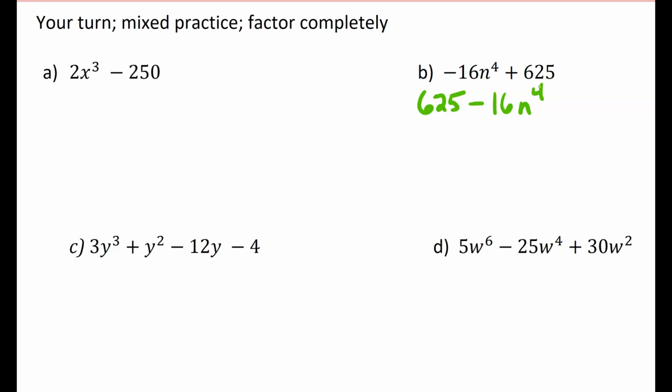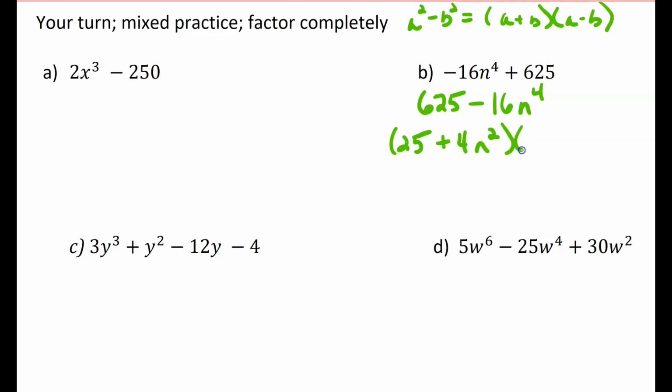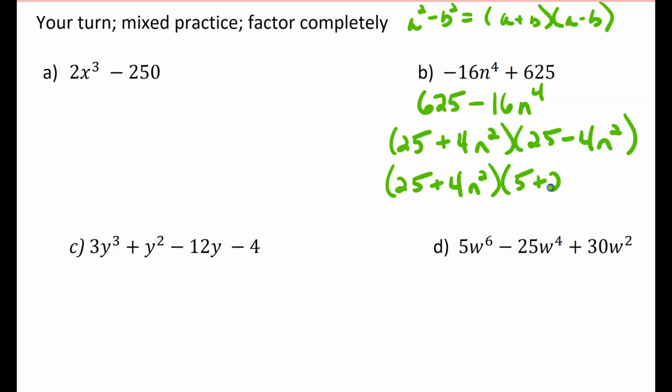So again, difference of 2 perfect squares means that we would have to split this up. So remember, a squared minus b squared is a plus b, a minus b. Okay, so this becomes 25 plus 4n squared and 25 minus 4n squared. And then we would want to notice that we have another difference of perfect squares. So don't forget this one. This piece doesn't go away. We can't factor it further, but we have to carry it down. And then we factor the next one into 5 plus 2n and 5 minus 2n.